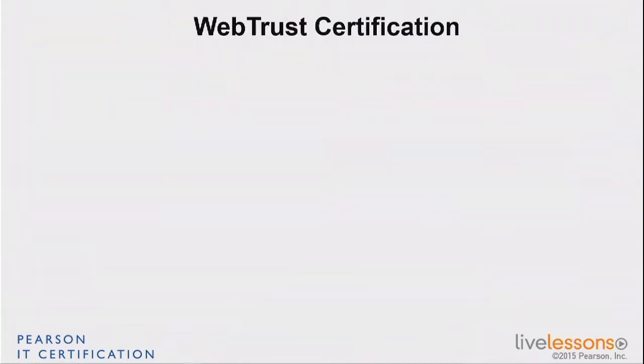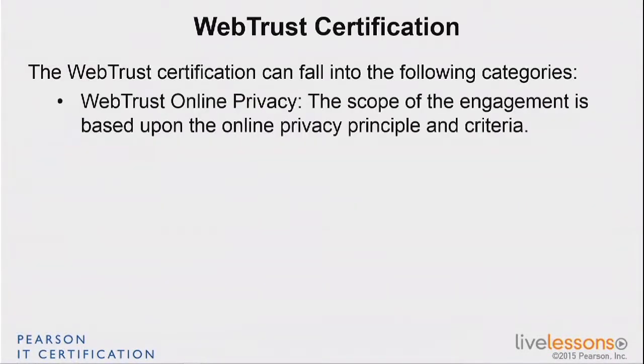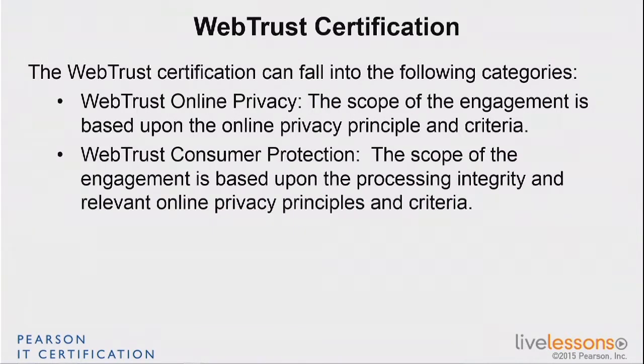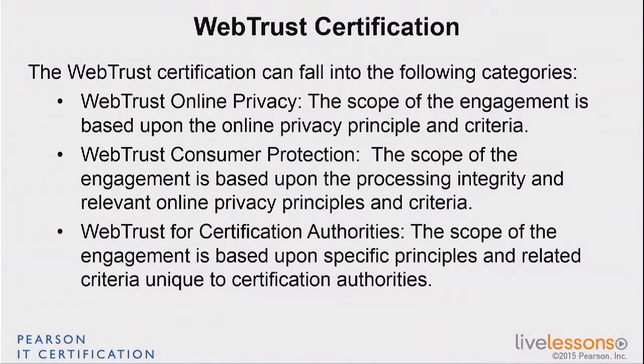Our WebTrust principles, which is also, there's a WebTrust certification, can fall into the following categories. There's WebTrust online privacy, where the scope of the engagement is based on the online privacy principles and criteria. There's WebTrust consumer protection, and the scope of the engagement is based on the processing integrity and the relevant online privacy principles and criteria. And there's WebTrust for certification authorities, where the scope of the engagement is based on specific principles and related criteria unique to certification authorities. And when we talk about cryptography and public key infrastructure, we'll be talking about who these certification authorities actually are.